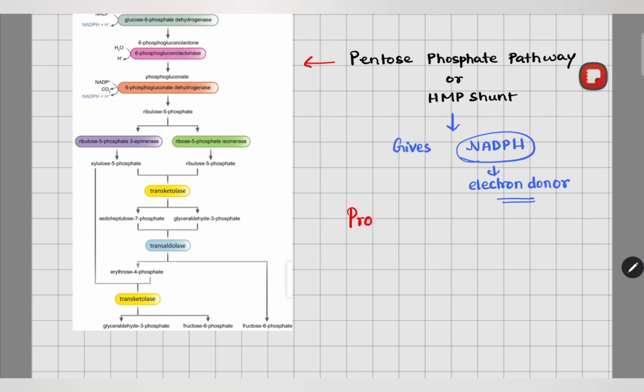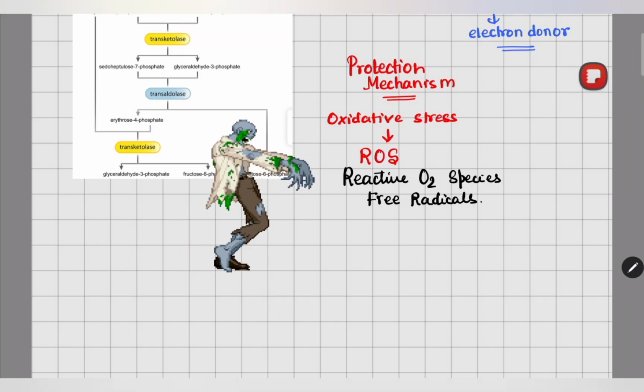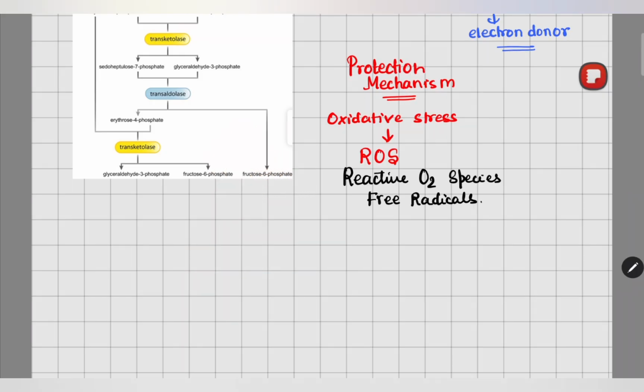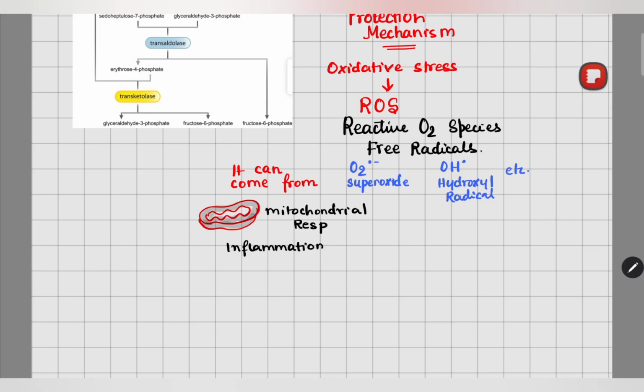Now let's learn about how NADPH helps in the protective mechanism against free radicals. Whenever there is any kind of oxidative stress, reactive oxygen species or free radicals are formed, for example, superoxide, hydroxyl radical, etc. They can come from mitochondrial respiration, or be formed due to inflammation in your body, or drug metabolism, toxins, and radiation can also form these reactive oxygen species.